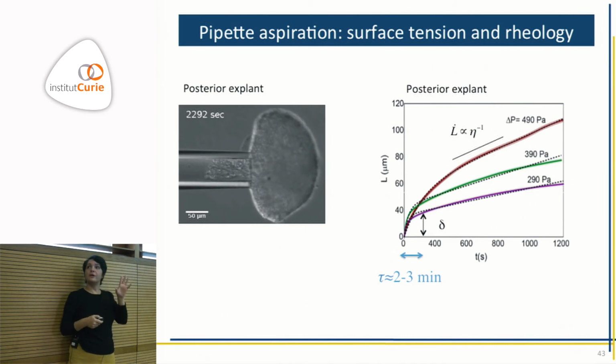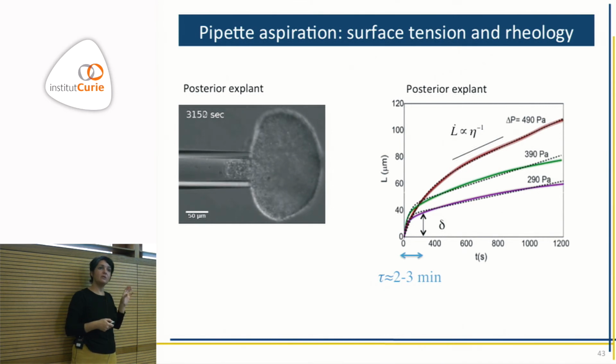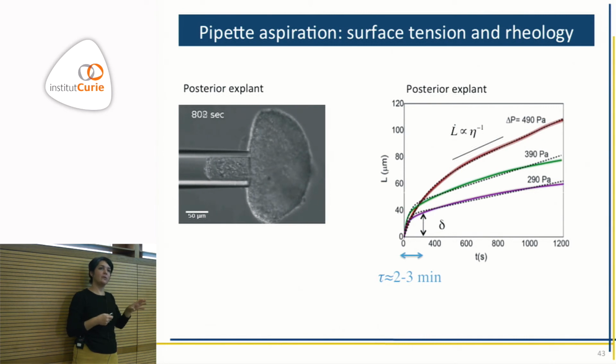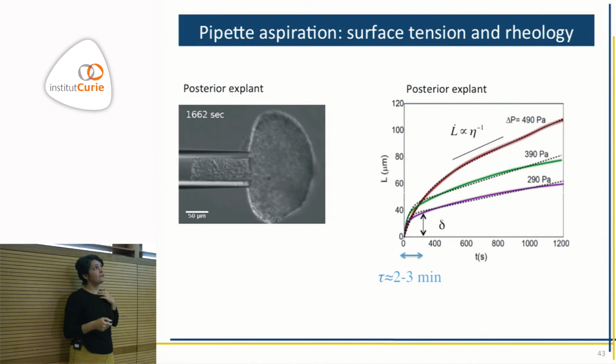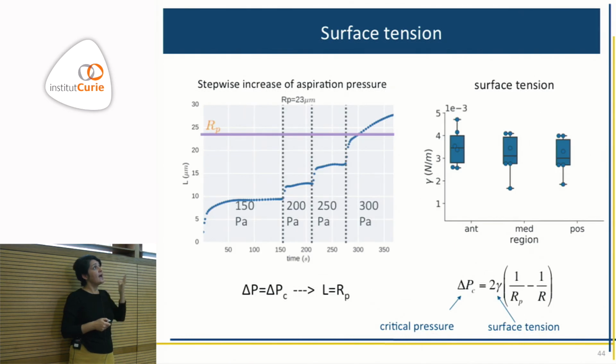So we came back to our pipette experiment. First of all, we were very happy that it already worked, because this is a mesenchymal tissue, and mesenchymal tissues are very, very fragile. They are not comparable to the cell aggregates that I showed you in the beginning. So the curves look similar, so we can analyze them and get the values for our viscosity. And we can also measure the surface tension separately.